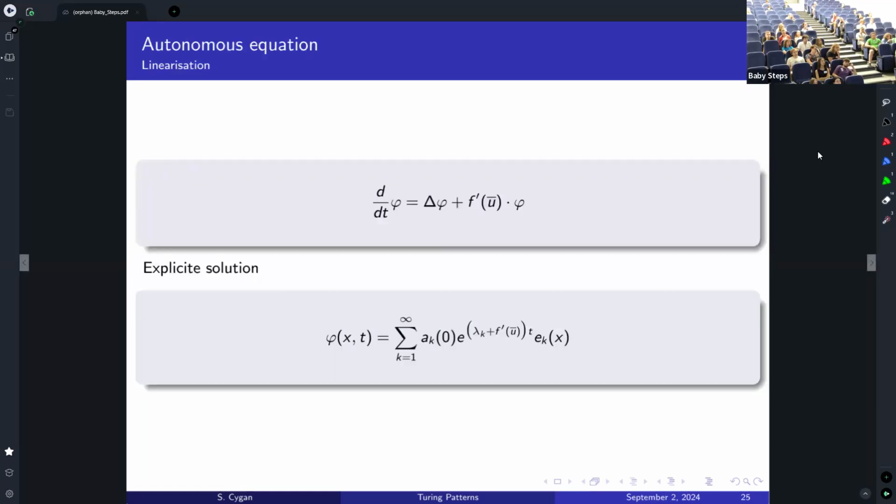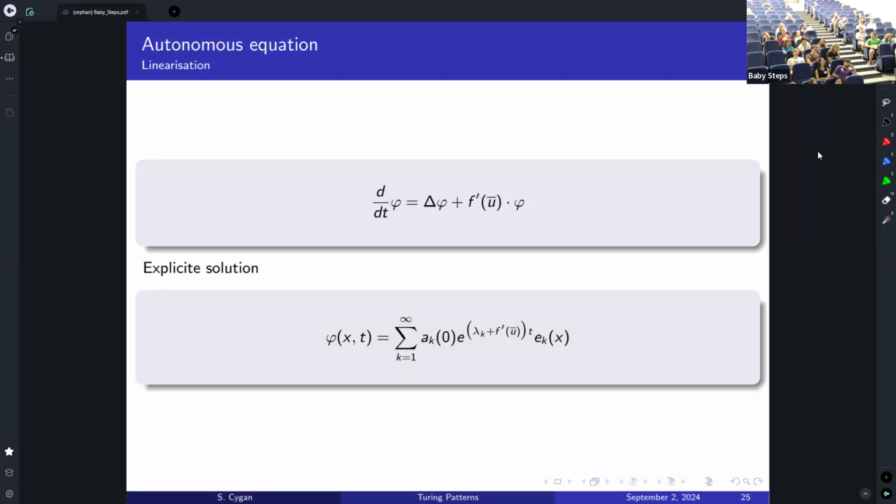But this means that if this term is negative, and all eigenvalues of the Laplace operator are also negative, because this is the statement of the theorem, it means that this term in brackets is negative for every case. So as time passes to infinity, every exponent will converge to zero, because every term here is negative.